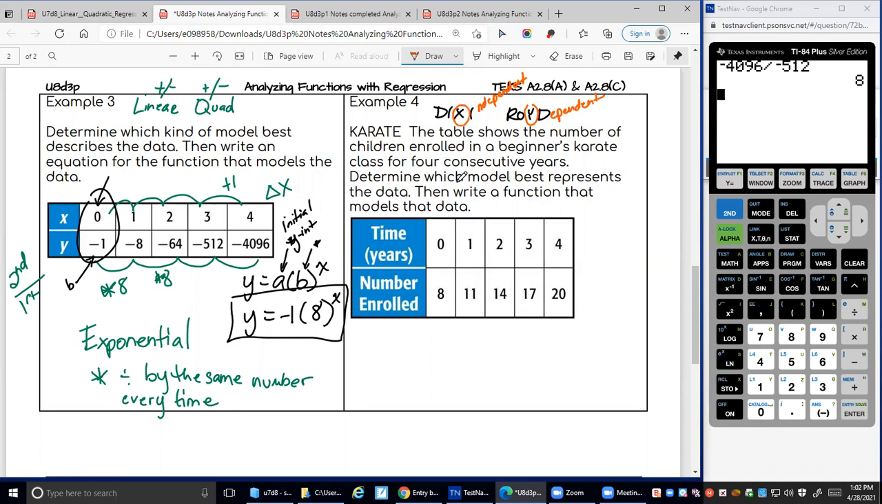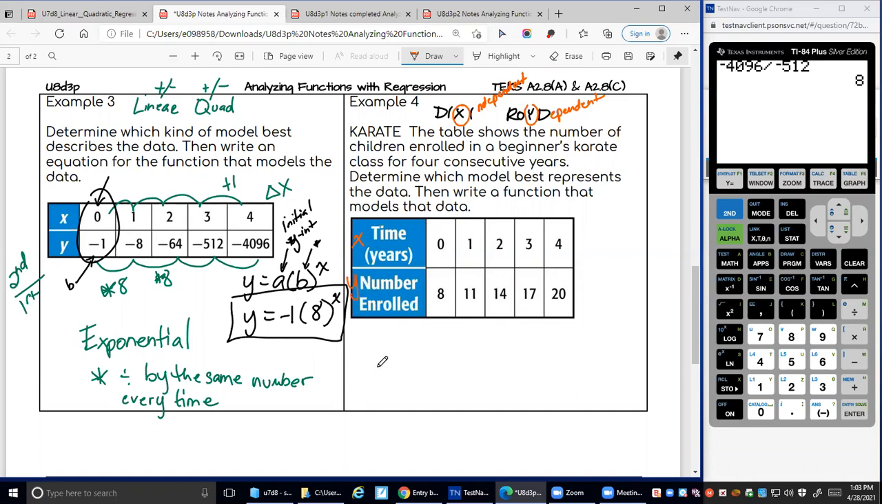So when you ask, which one am I going to write down first? What comes first? What do I need to know first? Am I going to look at the number enrolled or the time in years? Well, time is what we want to know first, and then we record the number enrolled after that. So this is your x, it's independent, and this is your y.